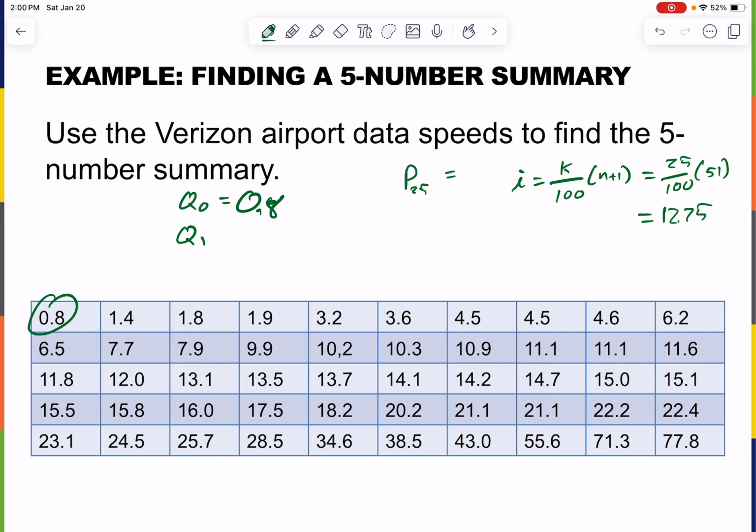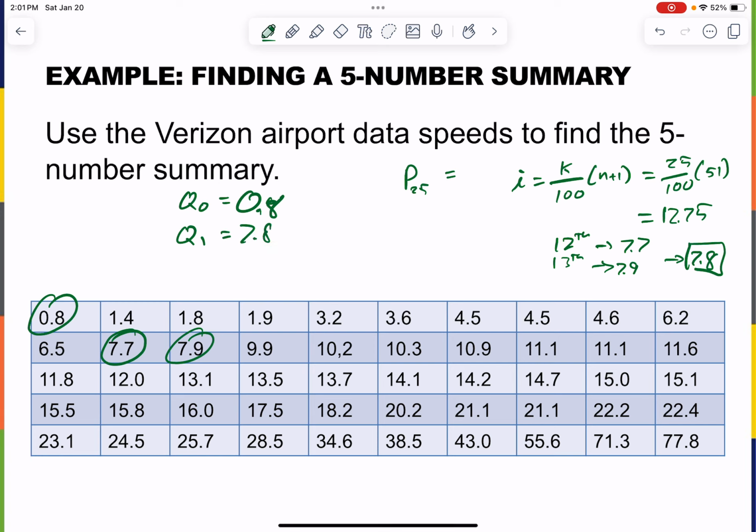And so what I'm going to do is I'm going to take the 12th data value plus the 13th data value. So the 12th data value is 7.7. The 13th data value is 7.9. And I'm going to average those. And I can already see that halfway between that's going to be 7.8. So we'll just take 7.8 because the average is whatever's halfway between the values. So that means that P25, or the first quartile, is going to be 7.8.